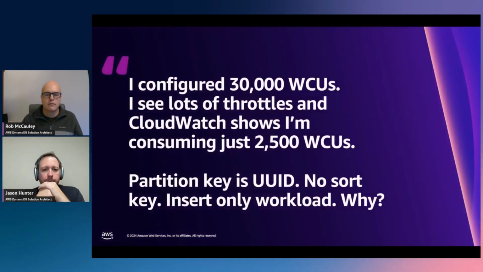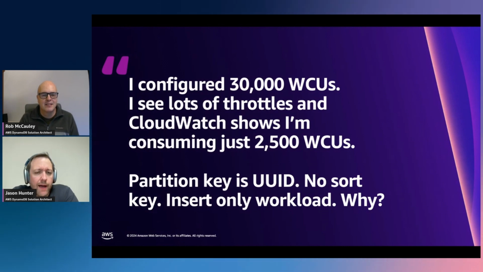All right, timing. This one really was a puzzle. This one puzzled a lot of us as we were like, what? That can't happen. I configured 30,000 WCUs. So when I provisioned a table of 30,000 WCUs, I see a lot of throttles, and CloudWatch is showing that I'm consuming just 2,500 WCUs. Now, 30,000 is much bigger than 2,500. So I don't expect I'm going to be seeing a lot of throttles.